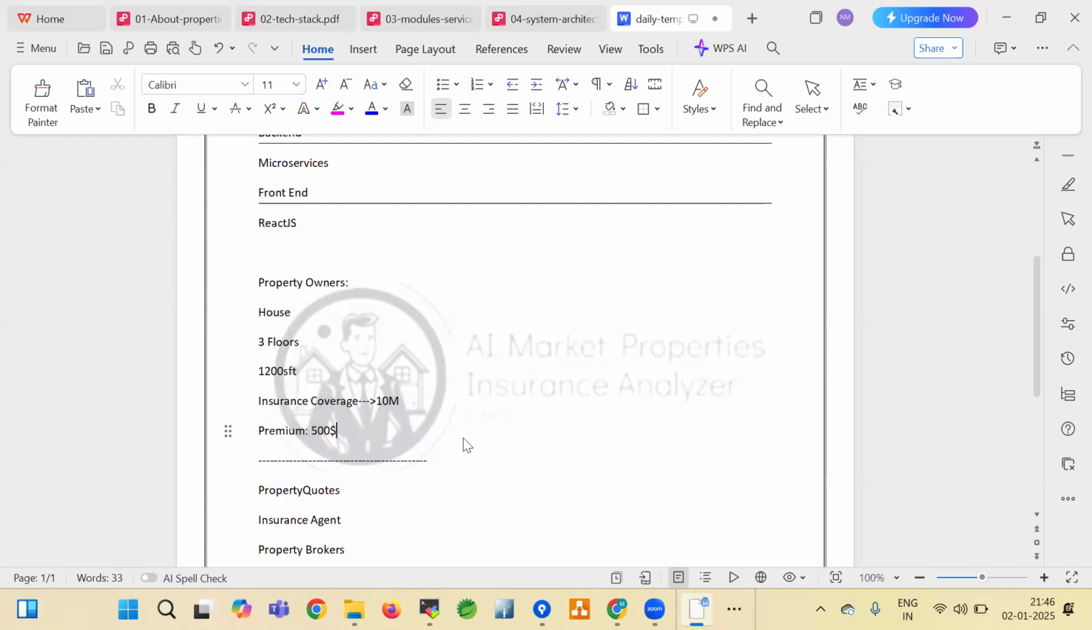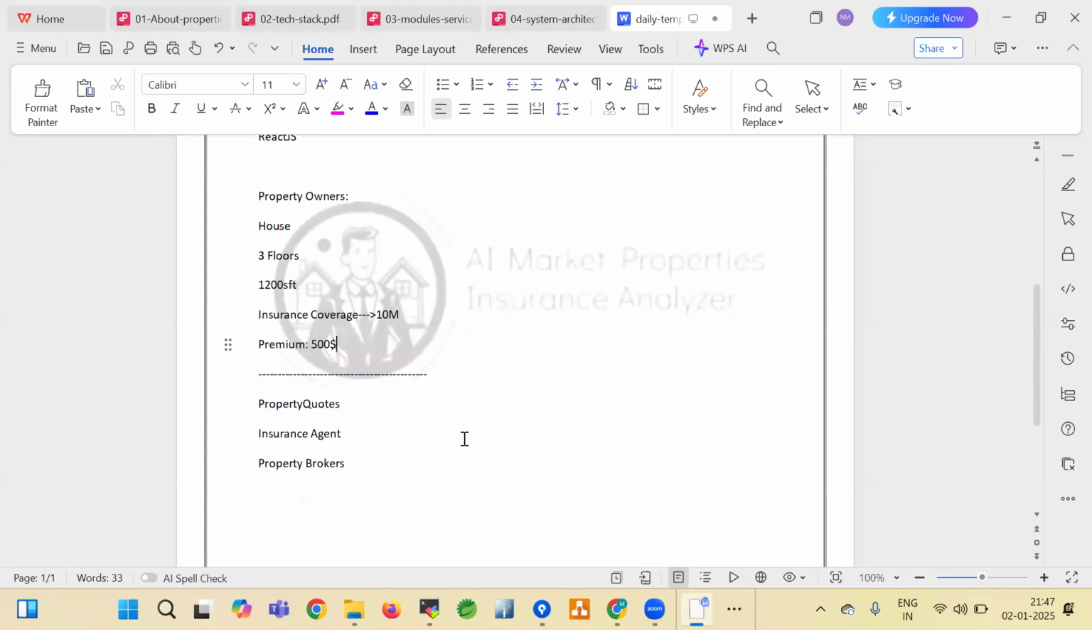Assume he found, let's say, 5 to 6 insurers, right? Then the next problem is how he has to go about dealing with them. That is the next biggest problem. Property owners cannot go directly to the insurance companies to avail the premiums or the coverages. So insurance companies employ insurance agents for that purpose.